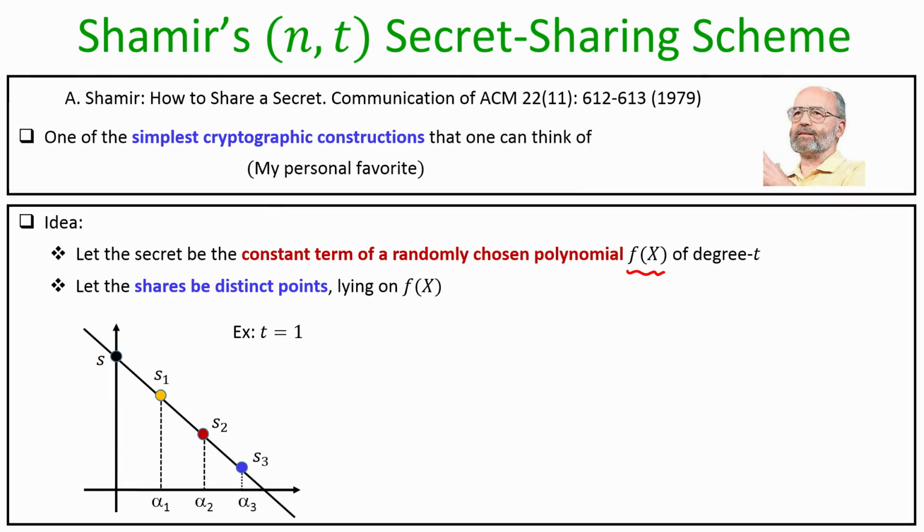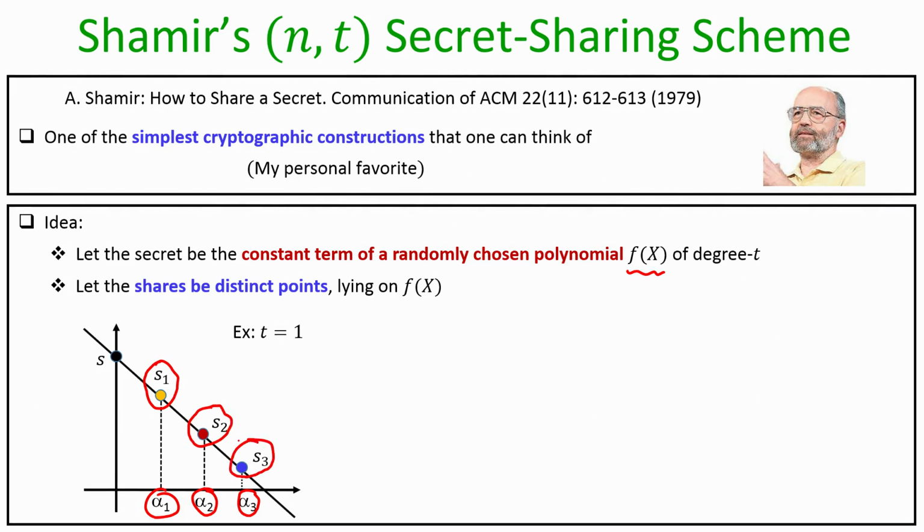And what I can now do is evaluate or compute the value of this straight line at some fixed publicly known distinct values, say at x equal to alpha 1, at x equal to alpha 2 and x equal to alpha 3, and these are the shares for the first party, second party and third party respectively. That means, the first party will have the share S1, the second party will have the share S2 and the third party will have the share S3.